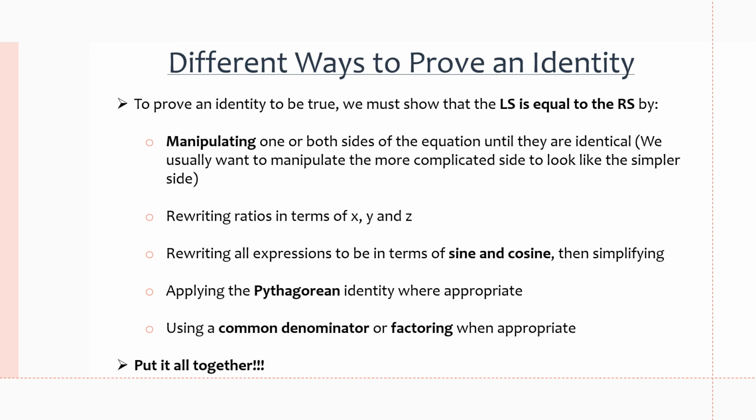So to prove an identity to be true, we must show that the left side equals the right side, as we said before, by manipulating one or both of the sides of the equations. But remember, we don't want to switch terms from one side to another. We want to keep everything on its own side because we want to prove that the current left side equals the current right side, right?